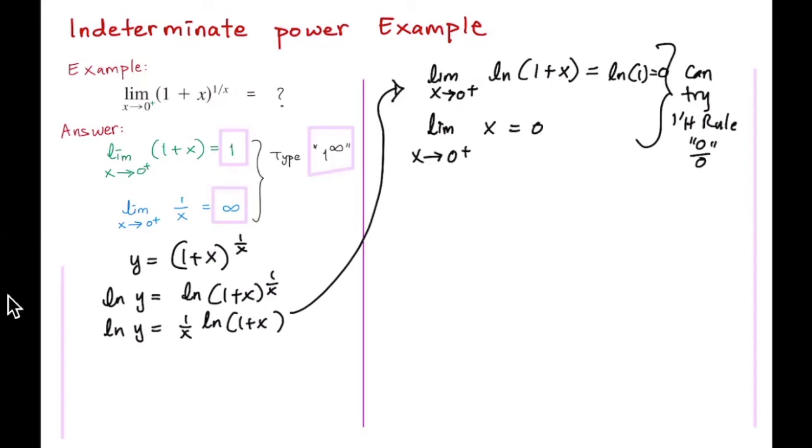So then I write down the function. And then I write down the derivative of the top function. And then the derivative of the bottom function. So the derivative of the top function is 1 over 1 plus x. The derivative of the bottom function is 1.